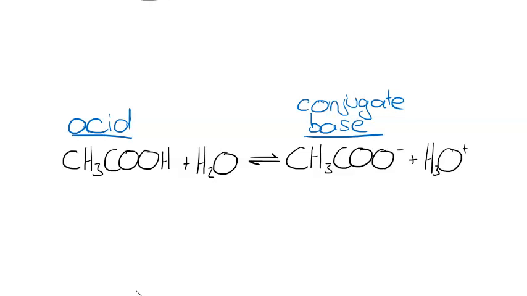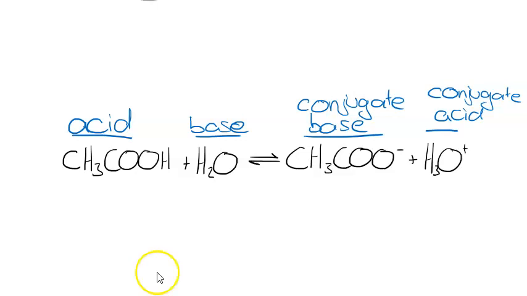And then in reverse, because this is acting as the base, water can act as an acid or a base depending on whether it accepts or donates a proton. This will turn into the hydronium ion. So the hydronium ion is the conjugate acid of water in that case. So conjugate acids and bases are just whatever the acid or base gets turned into once it has reacted.